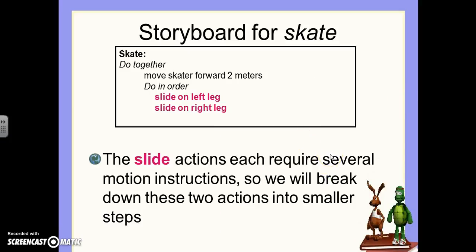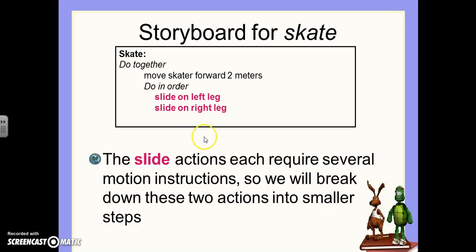If we take a look at the textual storyboard, we're going to title the method skate. We are going to drop a do together control structure. Within that do together, we're going to have move the skater forward 2 meters. And within that do together, we're going to drop another do in order. And within that do in order, slide on left leg, slide on right leg. Now the slide actions are each going to require several motion instructions, so we will break these actions down into smaller steps.